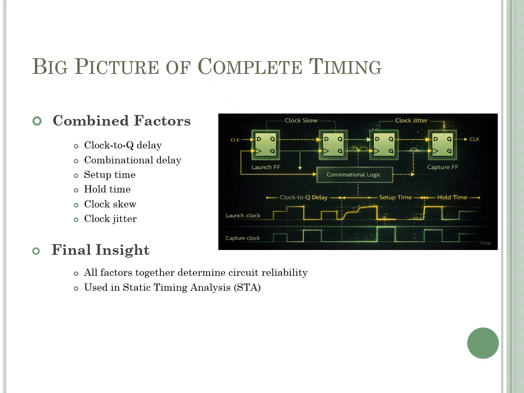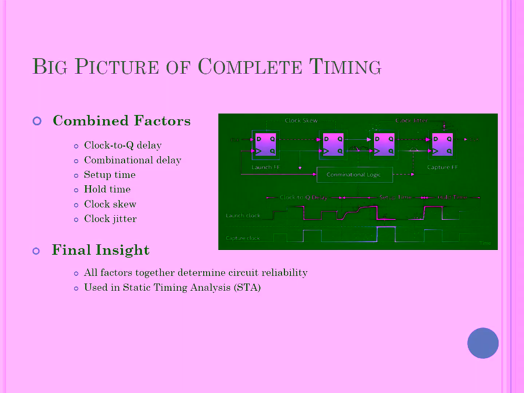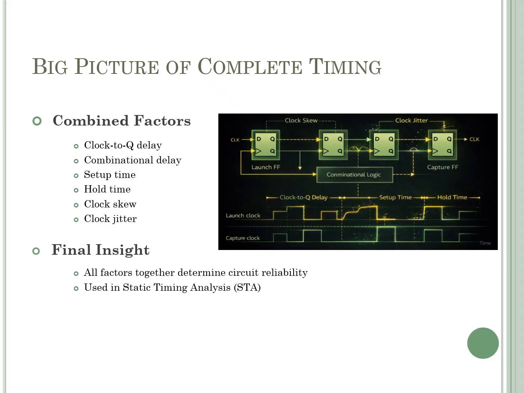Engineers use a technique called static timing analysis. STA checks all possible timing paths without actually running the circuit and verifies whether timing constraints are met. If timing is not correct, you may get incorrect outputs, random failures, or a complete system crash. In VLSI design, timing is everything. So in this video, we understood the timing path, flip-flops, delays, critical path, maximum frequency, clock skew, and clock jitter. Together they define whether your chip works or fails.